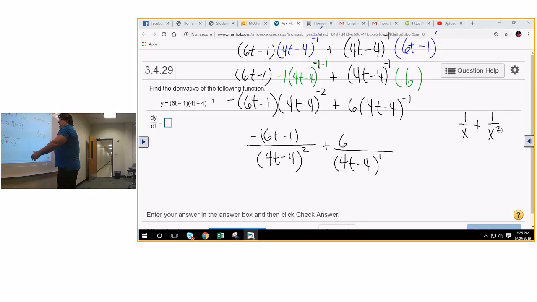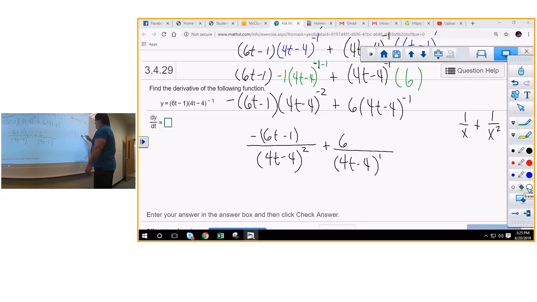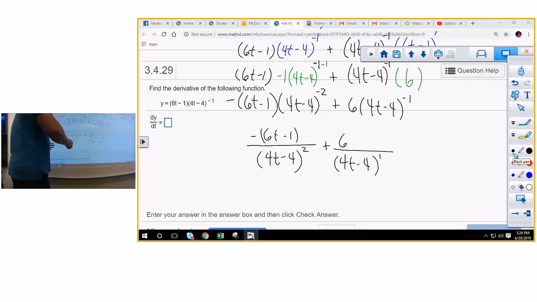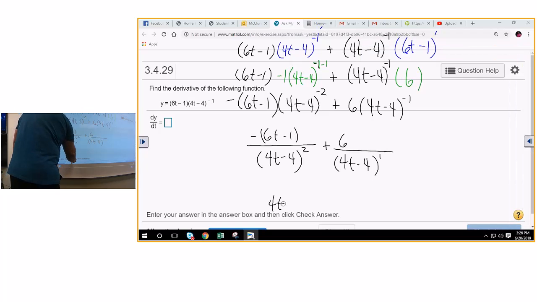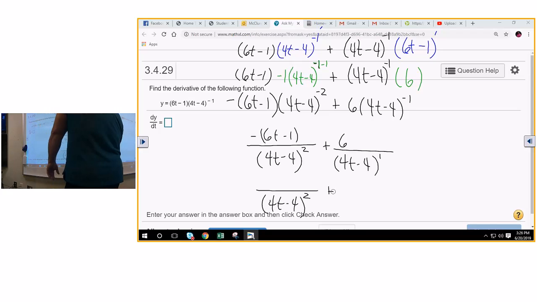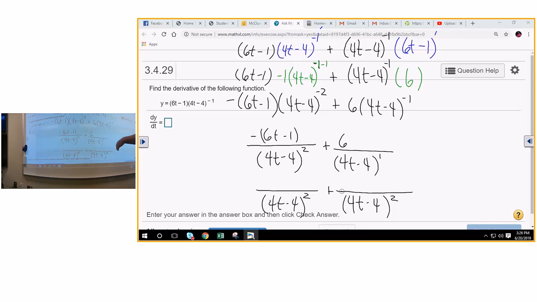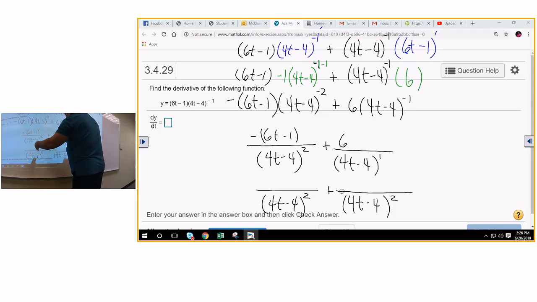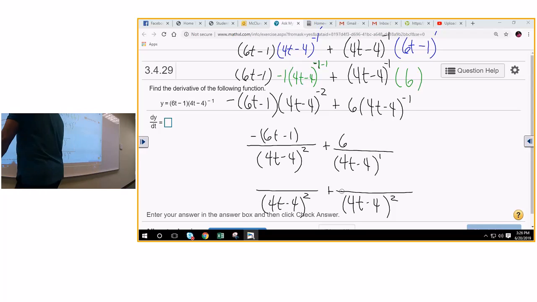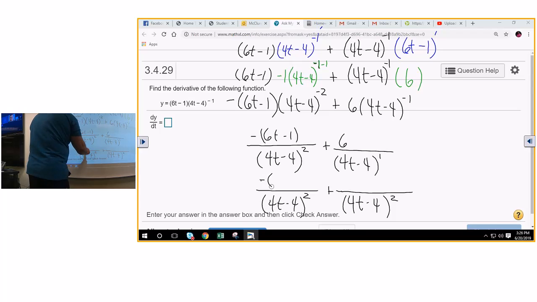So I'm going to use the highest power, and I'm going to get a common denominator of (4t minus 4) quantity squared. I'm going to do this out because 90% of this is algebra, but somebody might ask what I just did. So I've got my common denominator to the second power. Now I'm going to convert. The first term, (4t minus 4) squared going to (4t minus 4) squared one time, doesn't change: negative (6t minus 1).